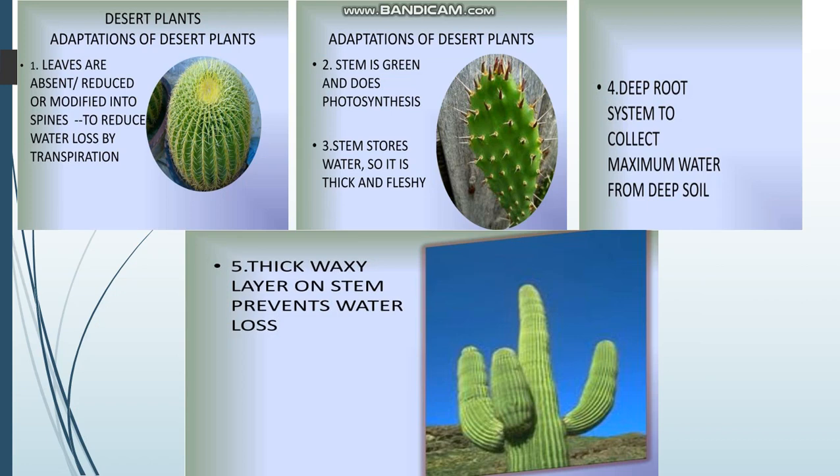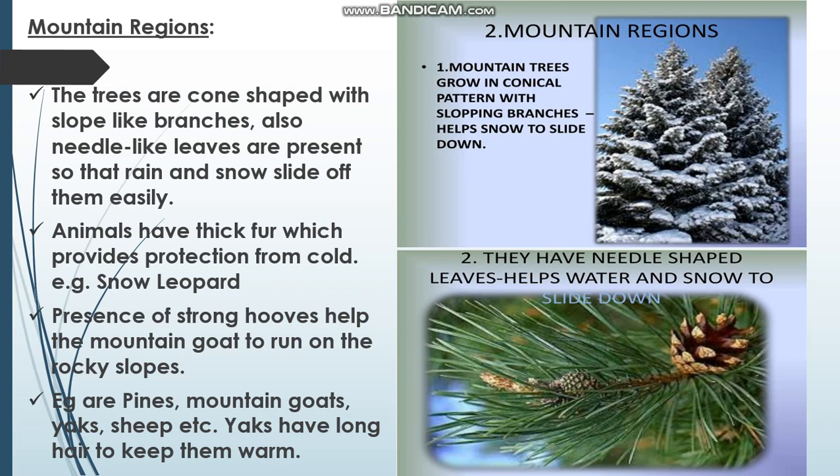If you see the desert plants, how they adapt: the leaves are absent or modified into spines to reduce water loss. The stem is green and does photosynthesis. The stem stores water as it is thick and fleshy. Even the root goes deep into the soil, and a thick waxy layer on the stem prevents water loss.